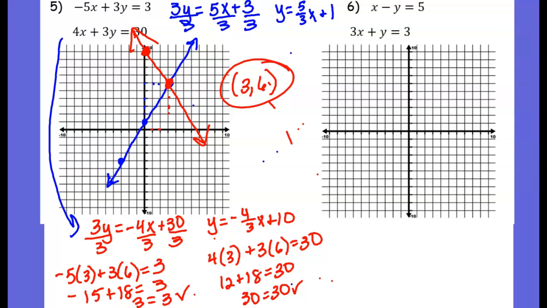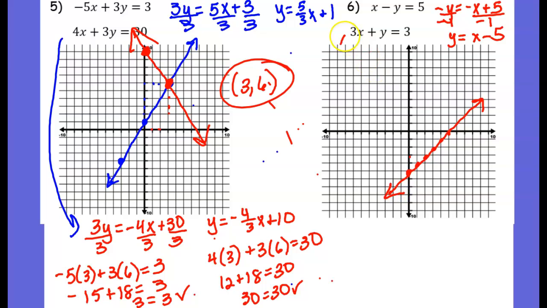All right, moving on to number 6. We're going to say negative y is equal to negative x plus 5. We're going to divide both sides by negative 1. So y is equal to x minus 5. Okay, when we graph that, our y-intercept's at negative 5. 1, 2, 3, 4, 5. And our slope is 1. So our line's going to look like this.